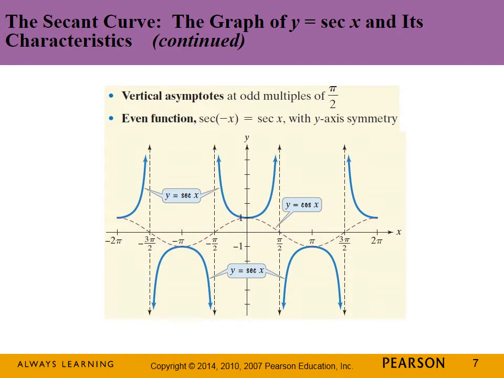It has vertical asymptotes at all of those values that make the function undefined. And it is an even function. Remember that secant and cosine are the only two trigonometric functions that are even. The four others, sine, tangent, cotangent, and cosecant, are all odd. An even function has y-axis symmetry. Hopefully you can see that in the graph.